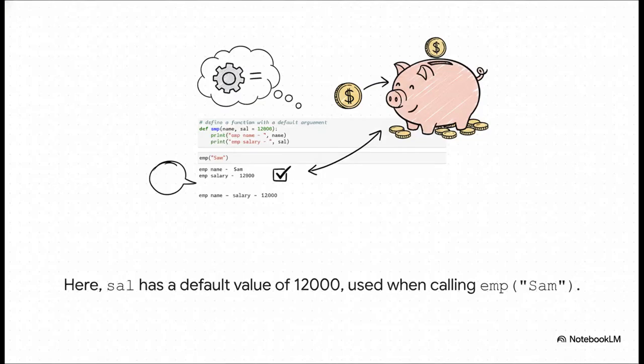Take a look here. In the function definition itself, we've set sal equals 12,000. That's our default. So when we call the function with just emp, Sam, we're only providing the name. Python sees that the salary is missing and says, no problem, I'll just use the default, and it automatically assigns 12,000. It's a fantastic shortcut.